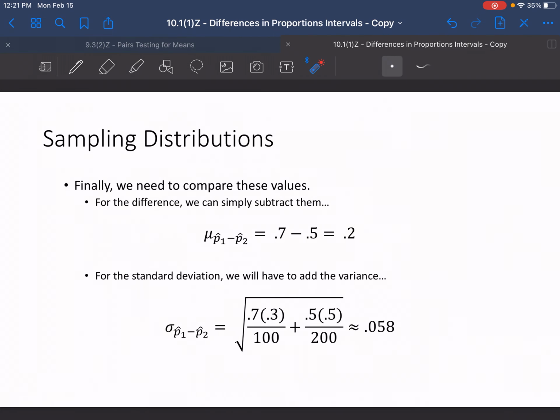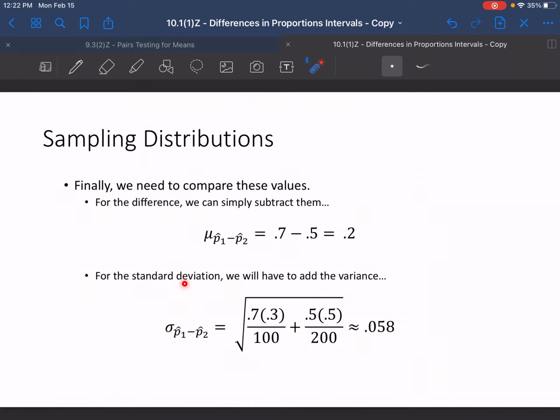Okay, so from there, we would need to compare the values. So if we were asked to find the mean of the difference in those sample proportions, what we would do is just take the sample proportion for school 1 minus the sample proportion for school 2, and that would give us a total of 20% right there. And that's essentially how we find the mean difference in this case.